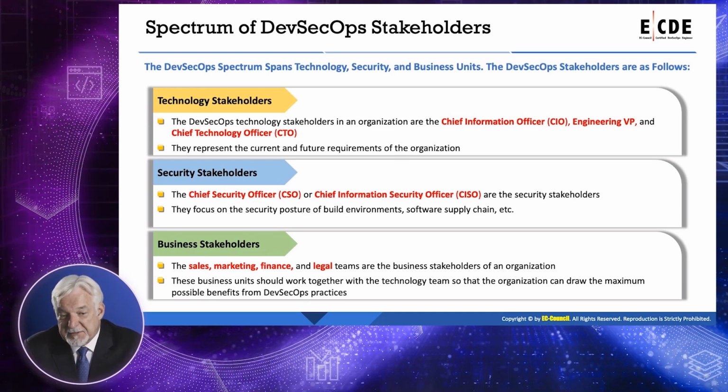Then you have the business stakeholders. The business stakeholders include sales, marketing, finance, and legal teams. These business units should work together with the technology team so that the organization can capture the maximum possible benefits from the DevSecOps practices. And they'll be involved in a lot of discussions as far as requirements from a compliance perspective, customer perspective, business perspective, etc.